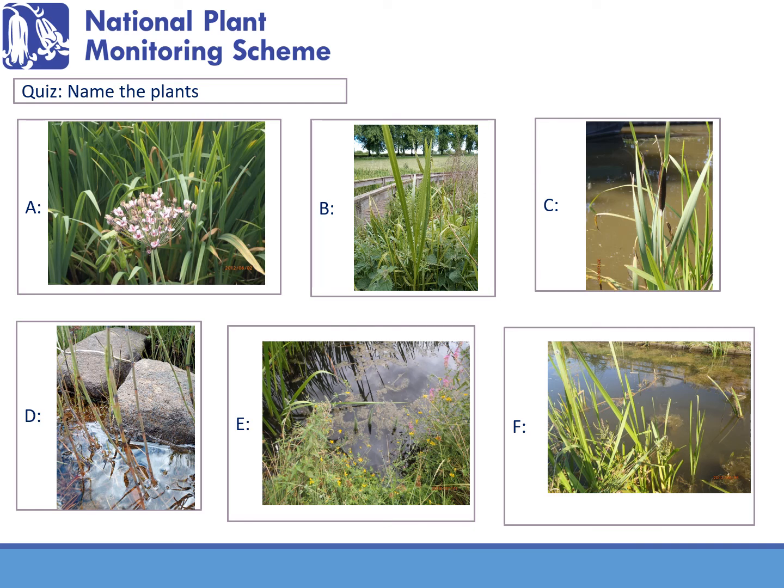Well, we've gone through a lot of emergent species there, so it's worth having a brief stop and a recap of some of those species to see what you can remember. Have a little think and see if you can remember what is plant A. Do you recognise plant B? What is the name of plant C? Can you identify plant D? What about plant E? And finally, plant F.